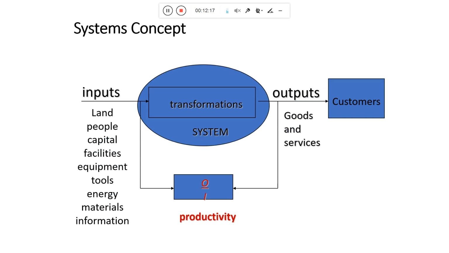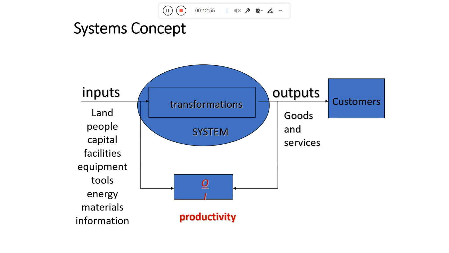Okay, so again what is the system concept, that again I want to tell you. The system concept means you pass the inputs like land, people, capital, as well as facility, equipment, tool, and energy, already I discussed, right? Material, information. If you pass all these things into the system, the system uses all this input and converts it into some desired output which you needed, and that will be passed to the customer.